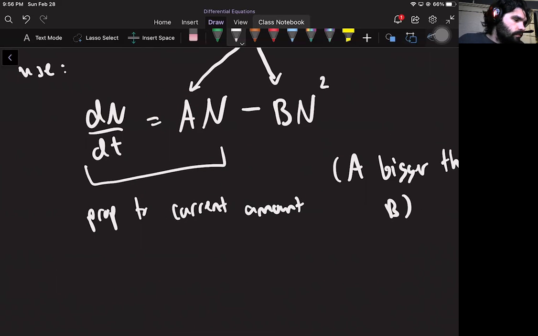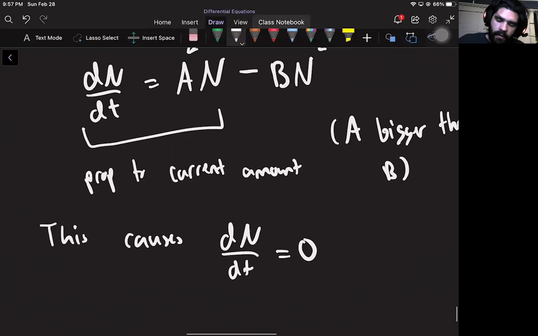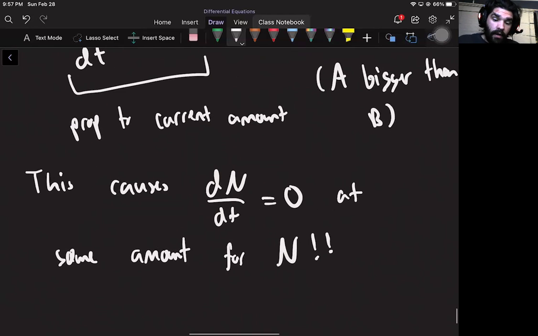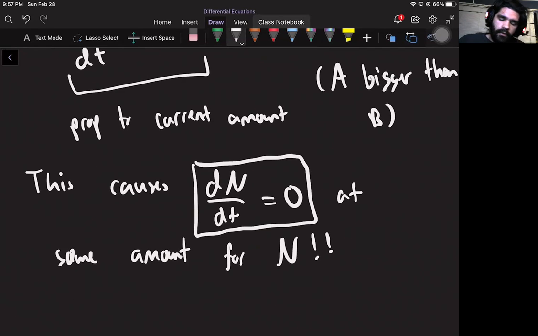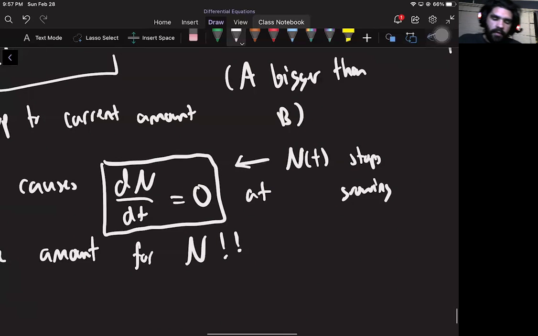And then this will cause dn/dt to be 0 at some amount for n. Do you see why this is what we want? First of all, if the derivative is 0, the growth is 0. This is really saying that the amount n of t stops growing, because the derivative is the rate of change. So the derivative hitting 0 is telling us that the amount stops growing. So this creates a limiting amount.